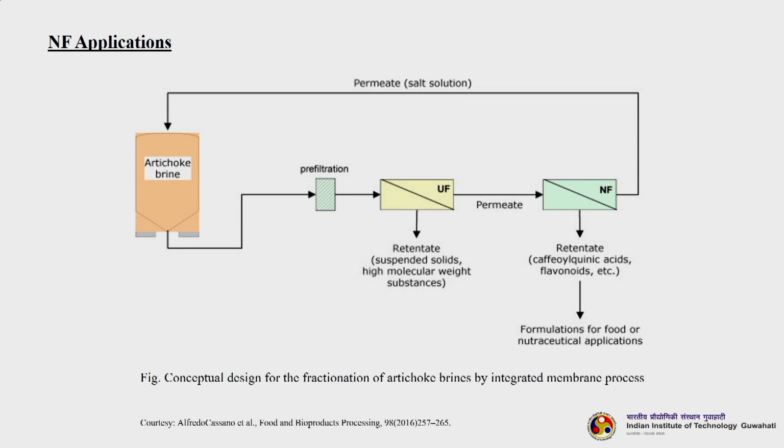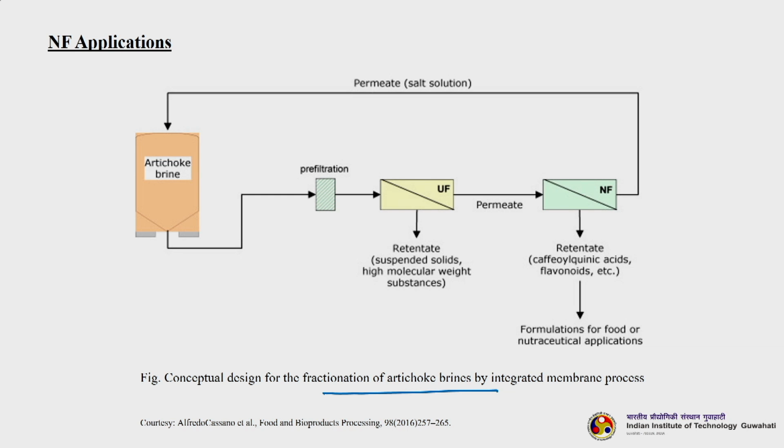This is a conceptual design for the fractionation of artichoke brine by an integrated membrane process. Here, this is a hybrid system, you can say. Usually we say a hybrid system is something where two different unit operations are clubbed together. But here, two different membrane systems are clubbed together, so you can say it is an integrated membrane process. You can see here there is an ultrafiltration membrane and a nanofiltration membrane. Why is it being used? Let us try to understand.